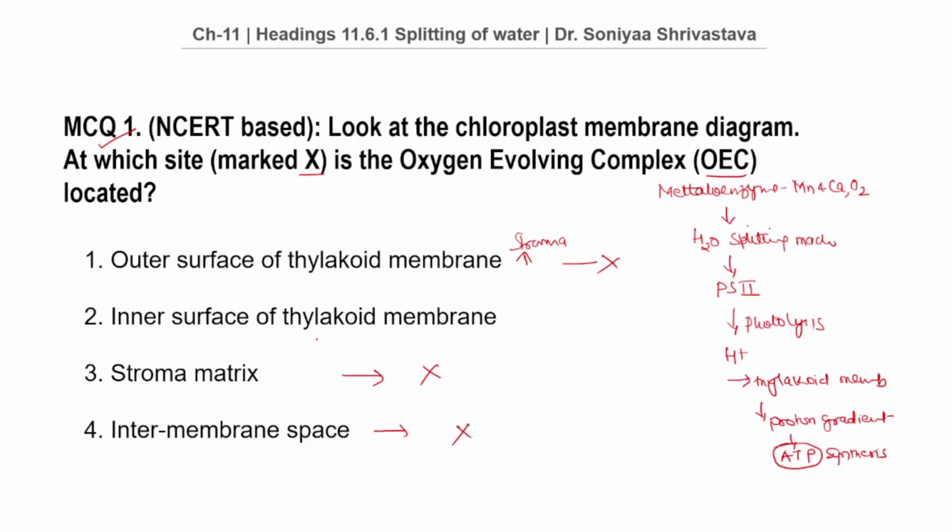Now the inner surface of thylakoid membrane. Yes, this is the correct option. We have seen the oxygen evolving complexes attached to the lumen facing, that is inner side of thylakoid membrane. This ensures that the released protons accumulate inside the lumen, which helps in ATP synthesis. Therefore, the correct option is option number 2.